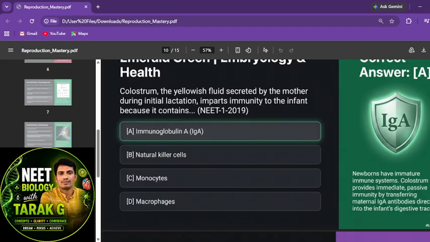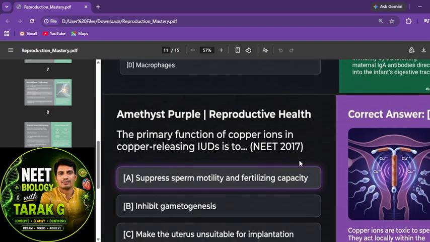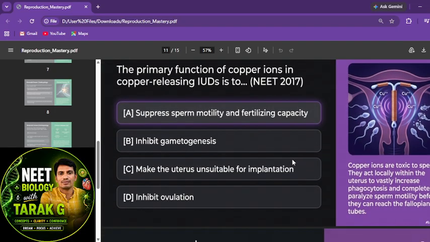Newborns have an immature immune system. That's why colostrum provides immediate passive immunity by transferring the maternal IgA antibodies directly into the infant's digestive tract. They will act as a shield in the infant, right? I hope that is clear.